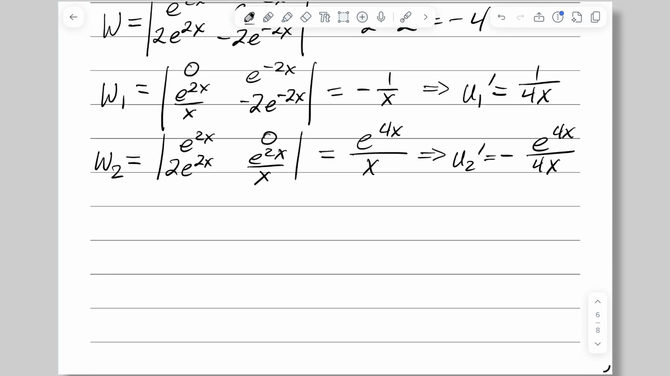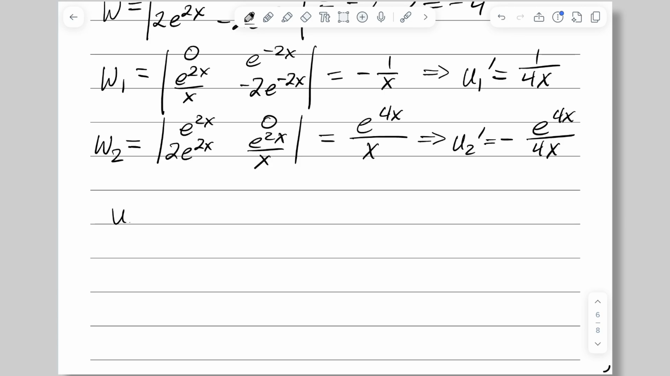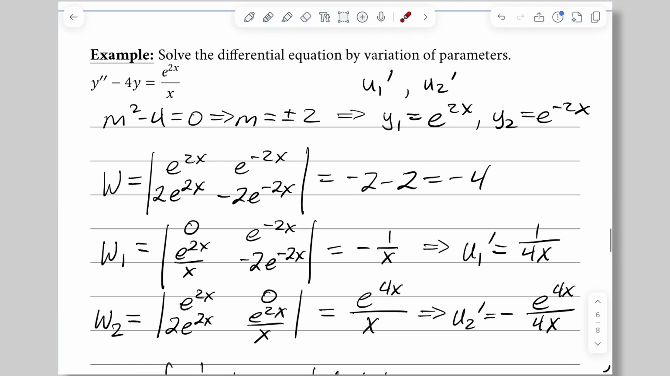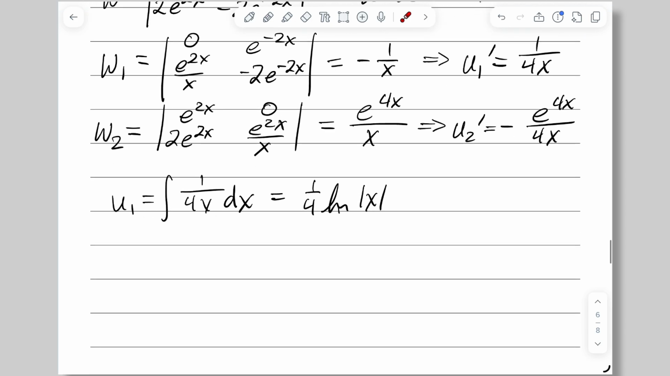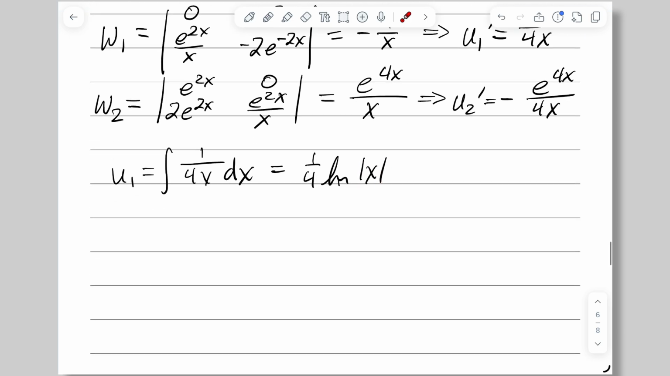Now I wanted you to come back at this point, because while we can find u1 by integrating, we can't find u2 by integrating. u1, though, is the integral of 1 over 4x dx, and so this is 1/4 times the natural log of the absolute value of x. Absolute value, I'm going to say, is optional, just because our input function e to the 2x over x excludes x equals 0. And so our solutions are only valid when x is always positive or when x is always negative. You could make an argument, I'm assuming that x is positive, and so dropping the absolute value.